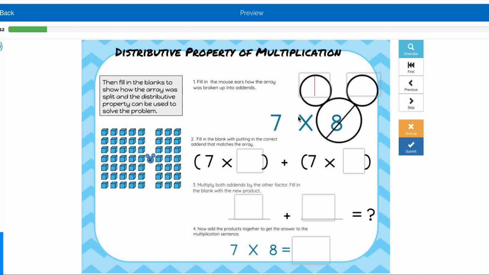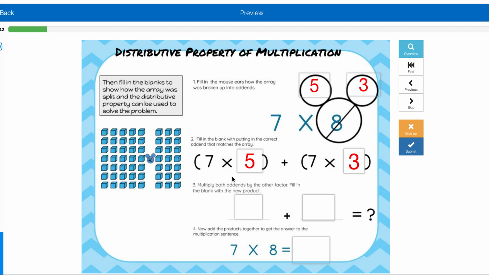So the 8, if we look, is broken up into 5 plus 3. So I'm going to put 5 and 3, and I know these digits need to match how the array was actually broken here. So now I can put the correct add-in that matches the array. So now my factors are 7 times 5 plus 7 times 3.